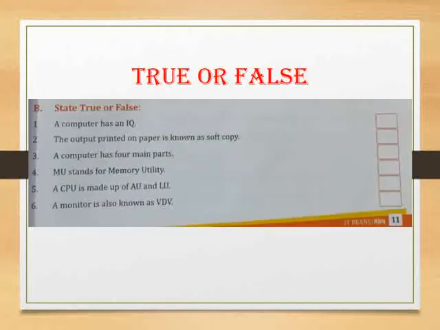Now we have a few true or false. First is, a computer has an IQ. Is it? No, computer does not have any IQ. This is the disadvantage, because computer has zero IQ. So this statement is false.